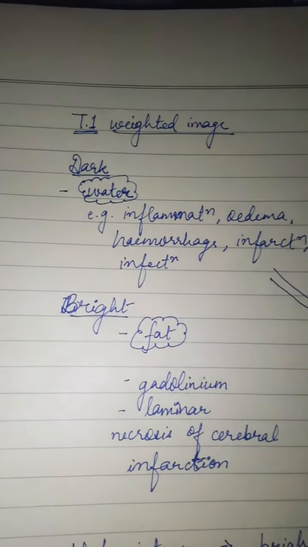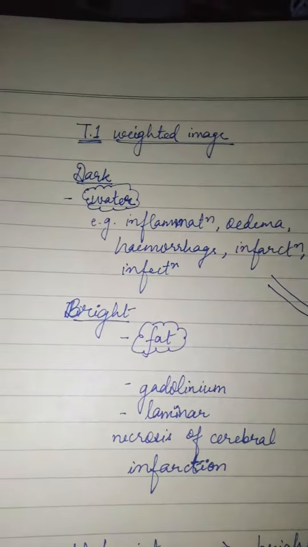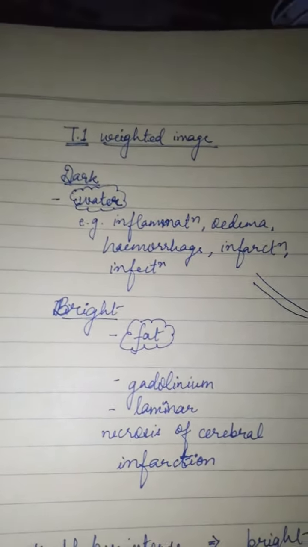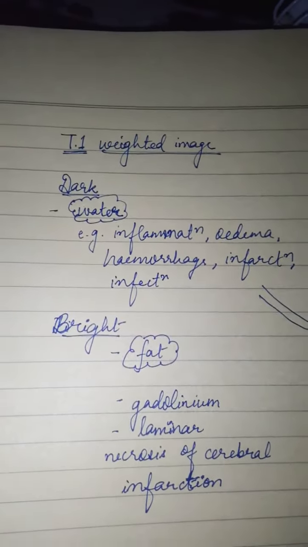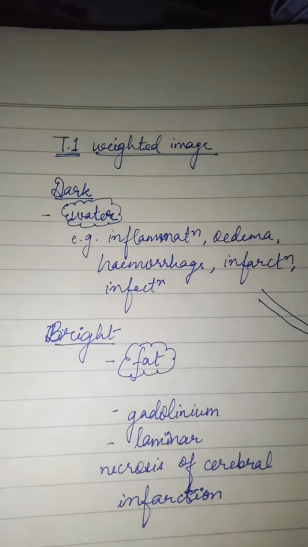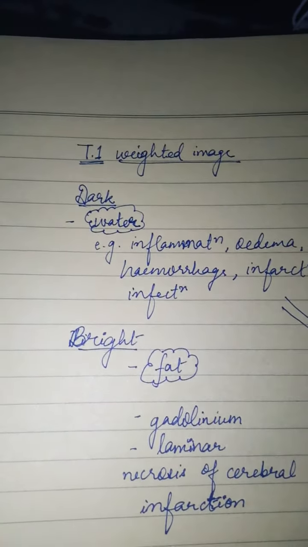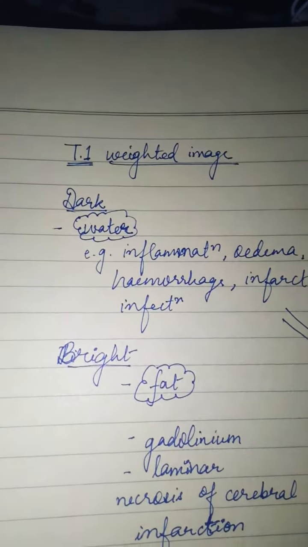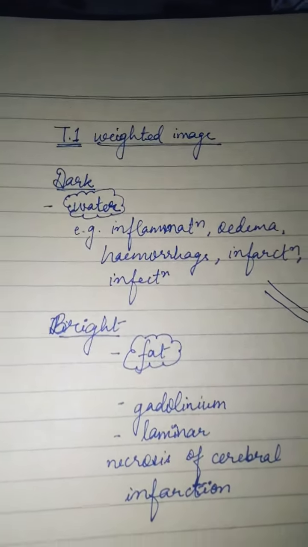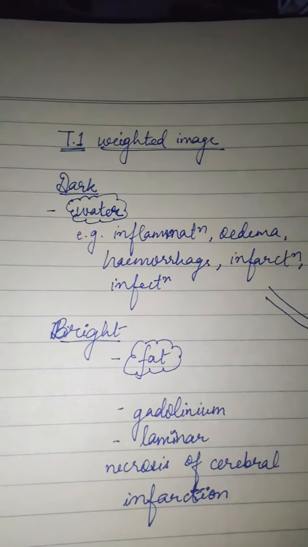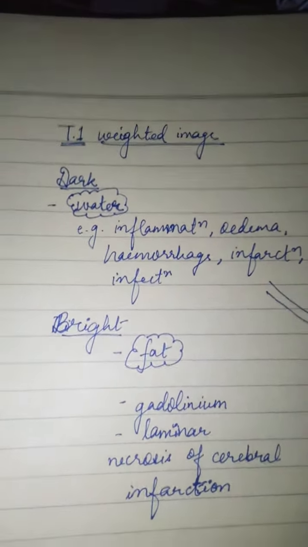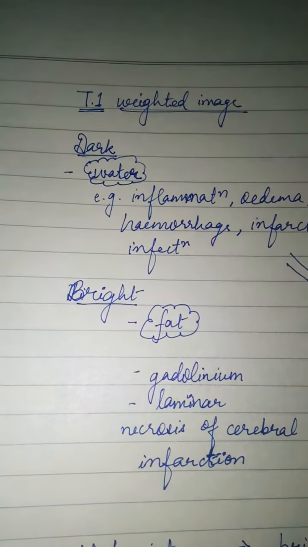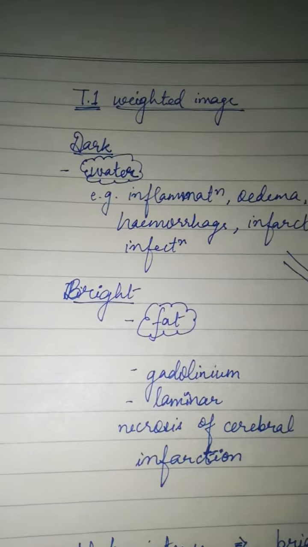Now, discussing the T1 and T2 weighted images, the basic appearing difference will be that in a T1 weighted image, the darker areas will be having more water content. So, the body parts or tissues having more water content will appear darker in a T1 weighted image, and fatty tissues will appear brighter in a T1 weighted image.